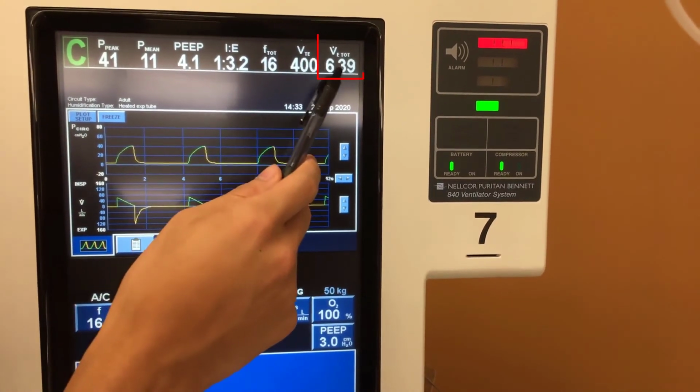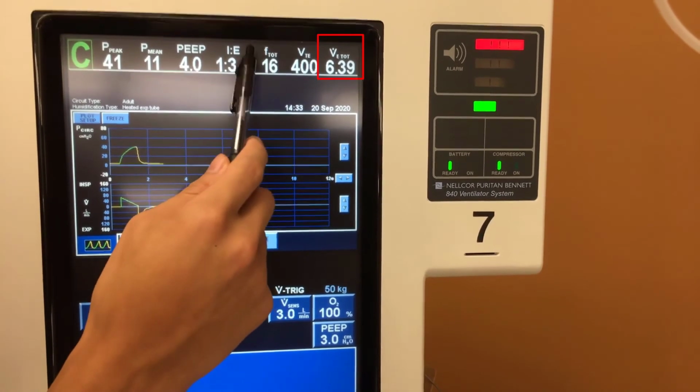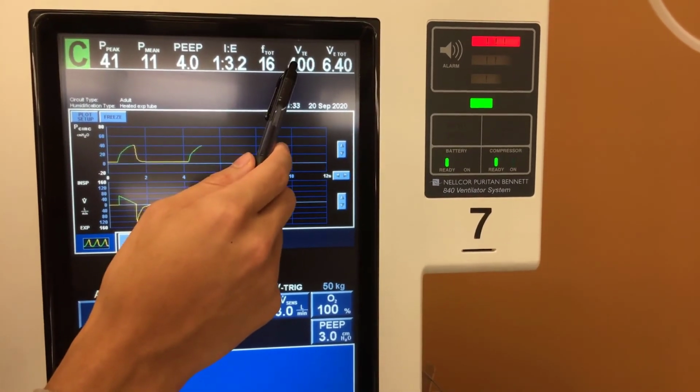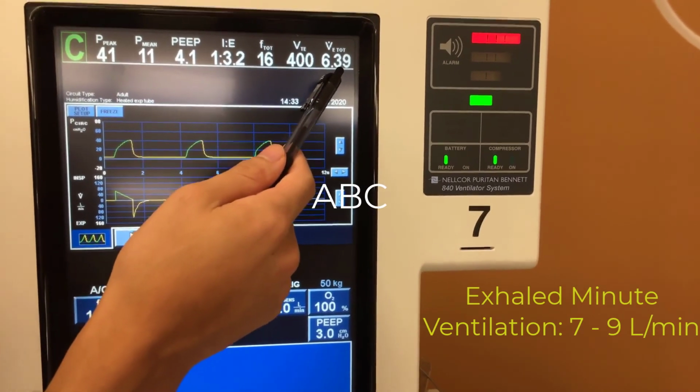And then finally, we have the minute ventilation, and this is the product of the frequency and the exhale tidal volume. And generally, we want this number to be between 7 to 9.